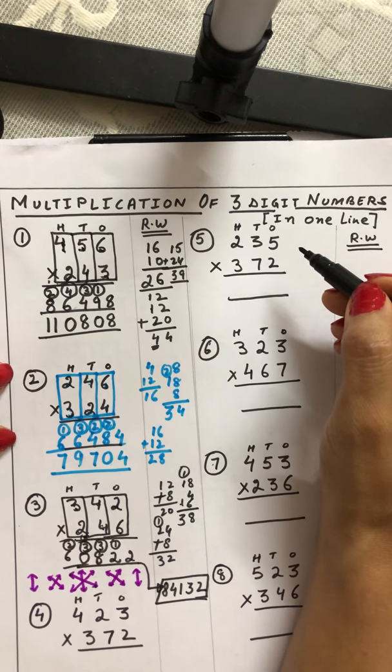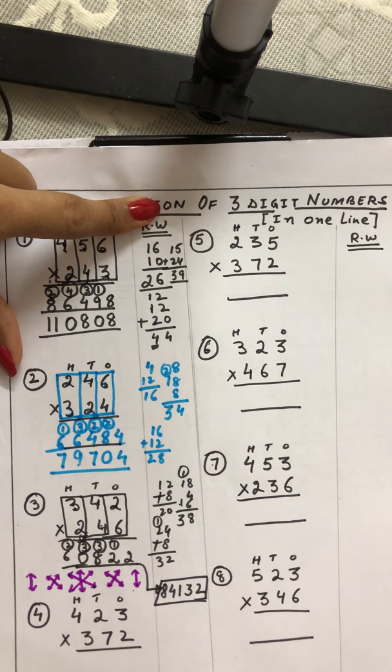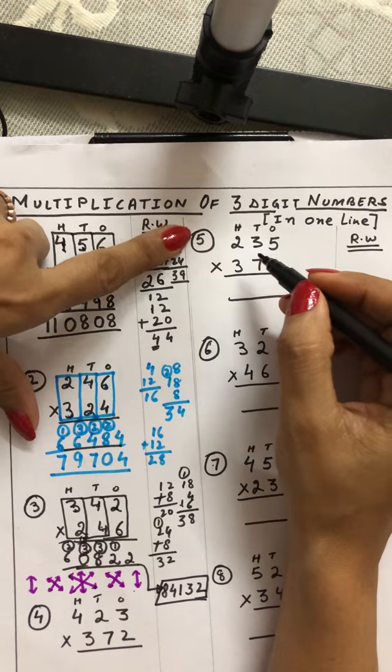Let's do question number 5. Fourth, I told you I'm giving this to you as practice work. Use this pattern and try this question number 4. I'll put the answer for this question in my description box. After doing it, you can check it from there. Let's do question number 5.